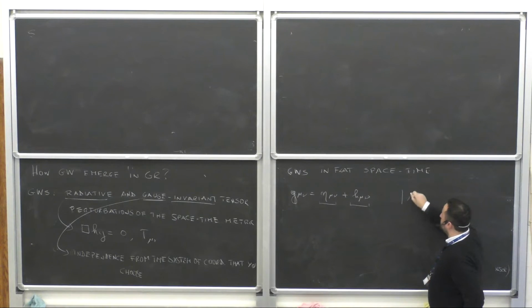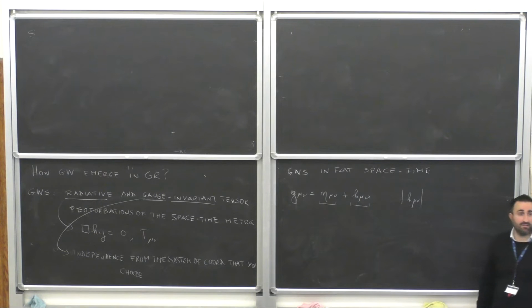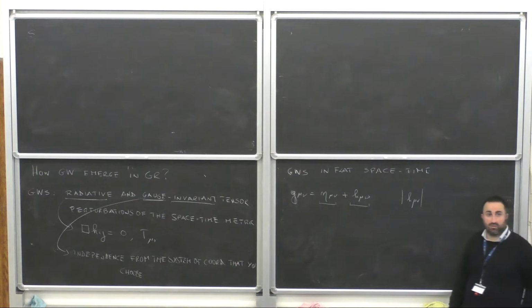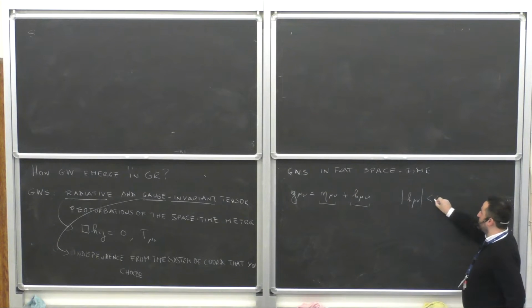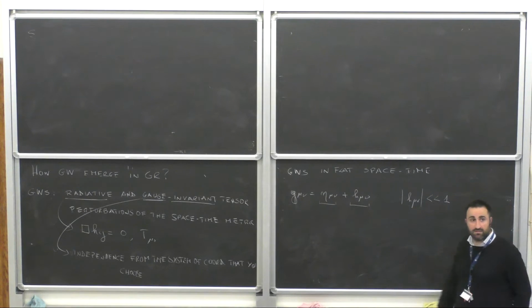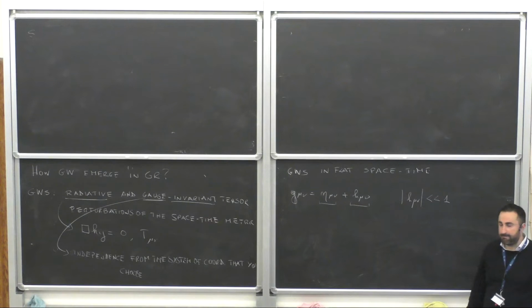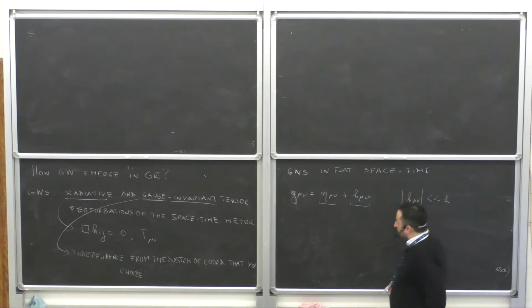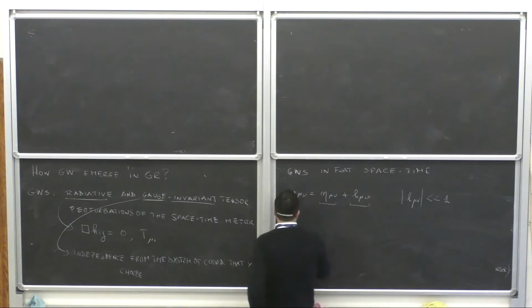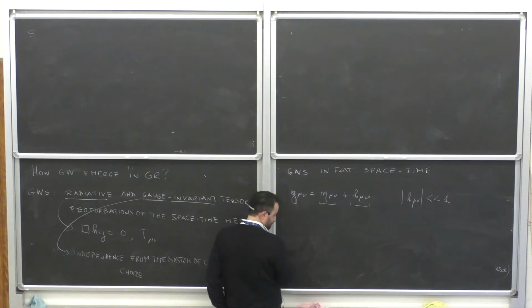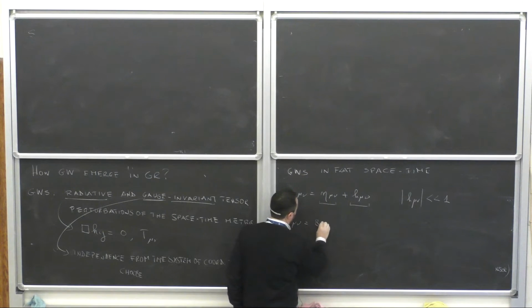We will see what these terms are. The first thing that you have to assume when you want to linearize your Einstein equation is the weak field approximation. So you have to assume that this perturbation is very small. But these gravitational waves, as I was saying, have to be solutions of your Einstein equation.